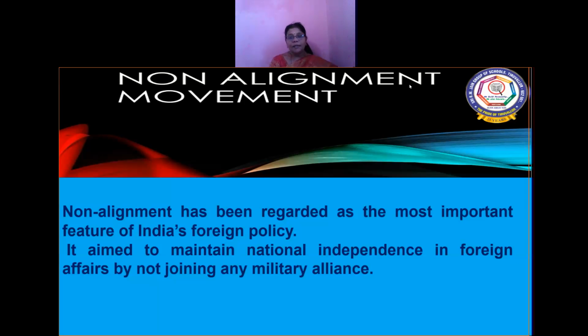The term non-aligned movement, NAM, was coined by Krishna Menon in his speech at the United Nations in 1953. Non-alignment has been regarded as the most important feature of India's foreign policy. It aimed to maintain national independence in foreign affairs by not joining any military alliance.